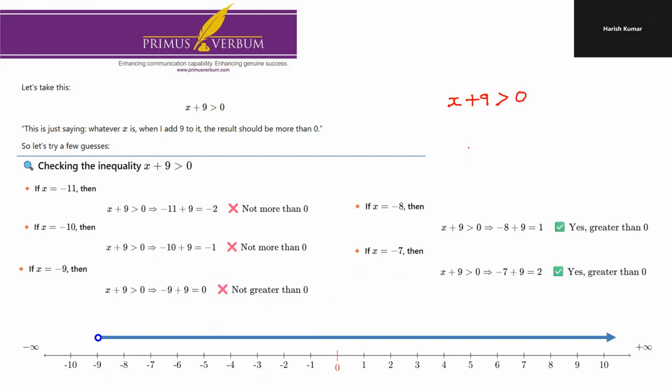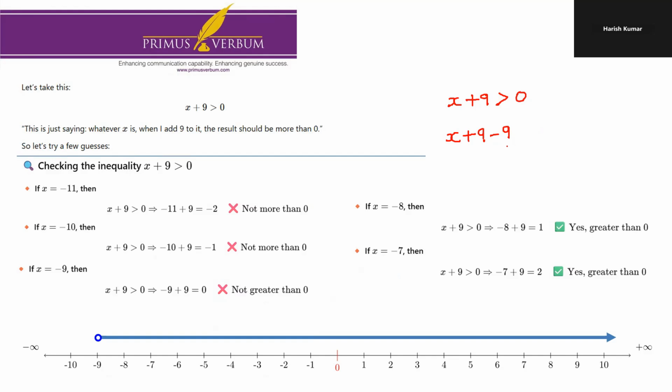Since I'm trying to find the values of x for which this inequality is true, I would like to have x isolated on one side of the inequality. In this case, I would like to isolate x on the left-hand side because that's where it already is. But then I also have a plus 9 on the left-hand side, so I'll try to get rid of the plus 9 by subtracting 9 from the left-hand side.